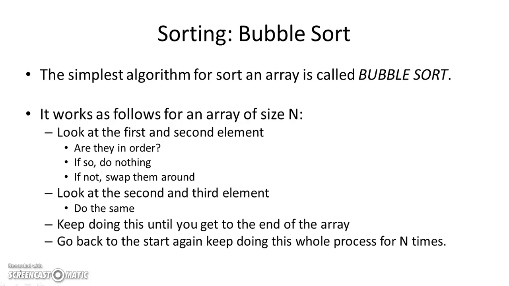Then we look at the second and third, then the third and fourth, the fourth and fifth, and we check if the left element is bigger than the right in each case. If the left is bigger than the right, then we swap them. If the two elements are already in the right order, then we don't do anything. We keep on doing that until we get to the end of the array. That doesn't mean the array is sorted though, so we jump back to the start again and do that whole process again and again and again until the array is sorted.